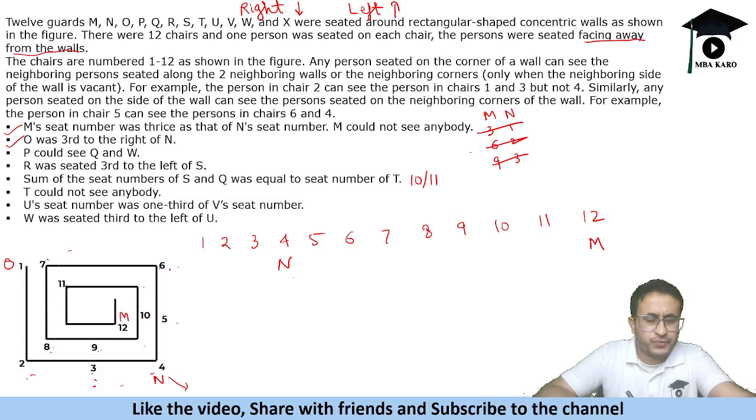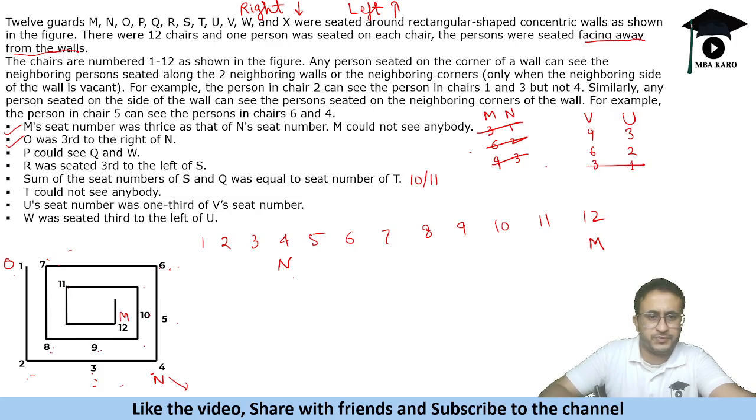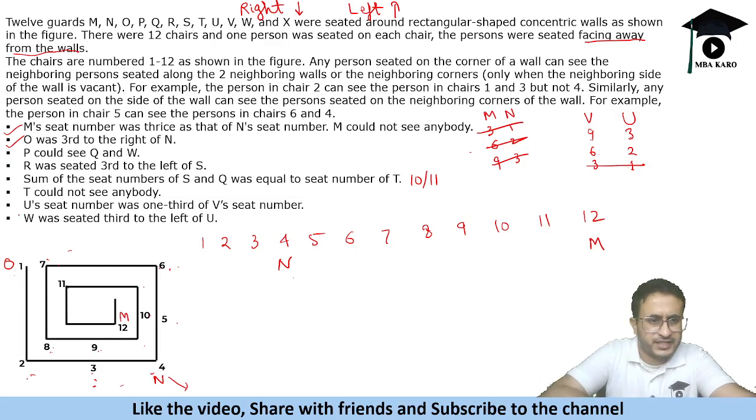U's seat number was one third of V's seat number. Okay, so U is one third of V, and if we see U is one third of V, so V can be 9, 6 or 3. Okay, so in that case U will be 3, 2, 1. Okay, now 3 and 1 is not possible because 1 is already O. Okay, 12 is not possible, it is taken by M. So V is either 9 or 6, so two possibilities. Then there is a connection with W.